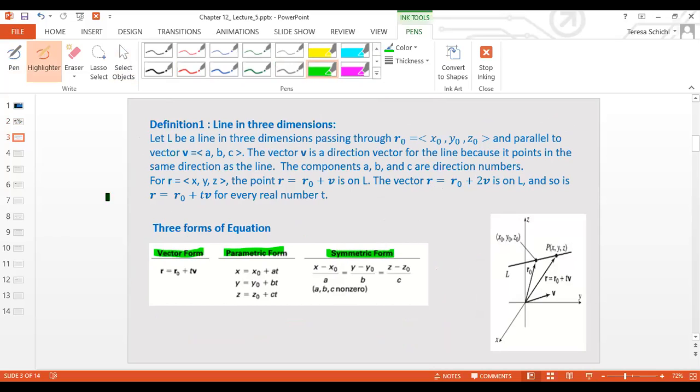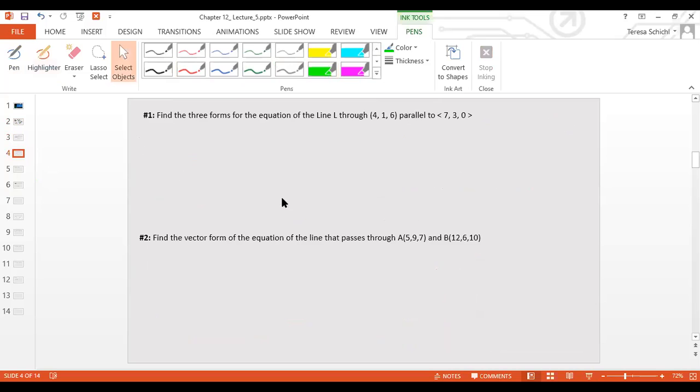All right. Okay, so now let's take a look at how we do the problems. Let's say number one is: find the three forms for the line. This line goes through (4, 1, 6), and this line is parallel to (7, 3, 0). So (7, 3, 0) is my direction vector, right?